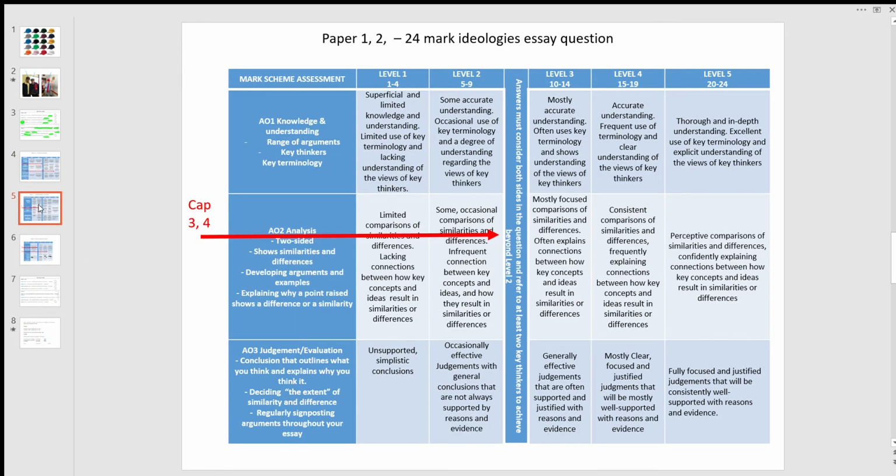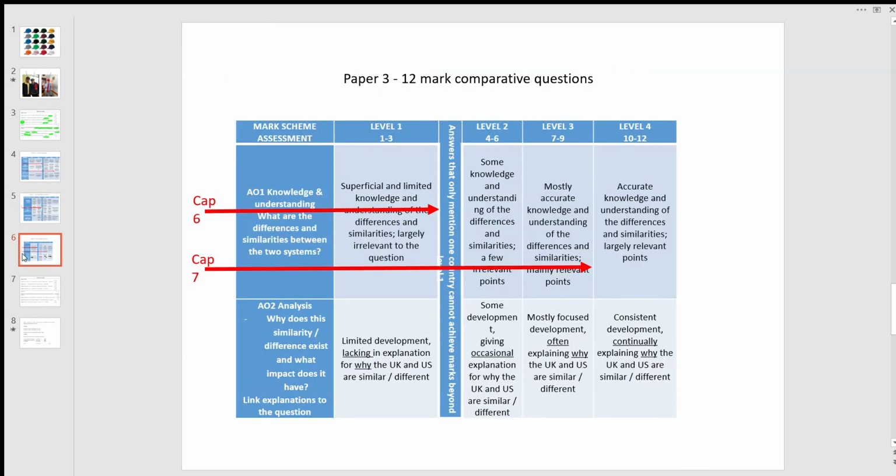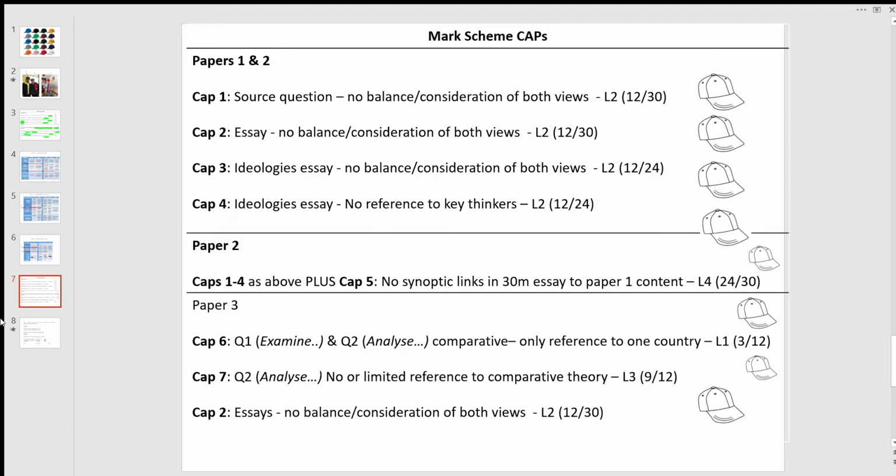Next one would be the ideologies essay. If you don't make reference to the key thinkers, you're going to get capped at level 2. And then the comparative paper, if you only make reference to one country, you're going to get a very severe cap of level 1. And if you don't bring in the comparative theory, you're going to get capped at level 3. So here are our caps, and I'll copy that as an attachment onto your work on Google's history.